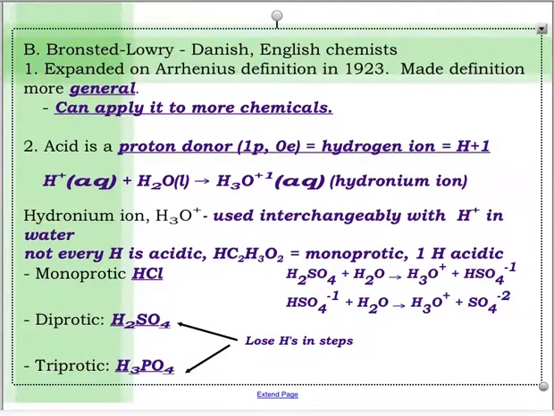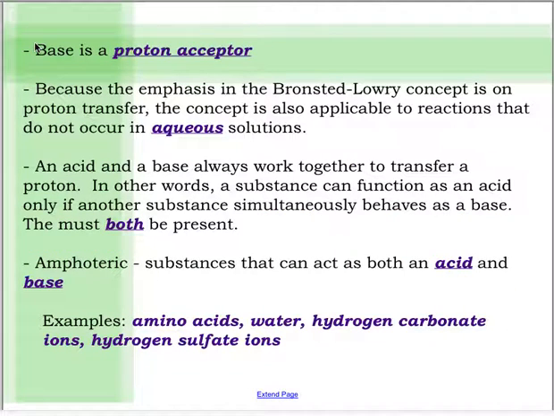All right, next one is that a base is a proton acceptor. The proton acceptor just means that the acid is losing a proton, so the base has to accept it. A couple of things about Bronsted-Lowry. Because you're only talking about the protons, you don't have to have aqueous anymore. And one thing you want to understand is that you have to have an acid and a base. If something's going to act like an acid, then you have to have something that acts like a base. You have to have them both for them to happen.